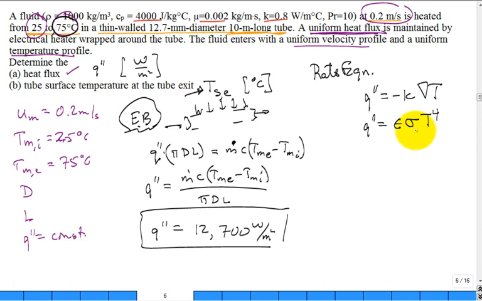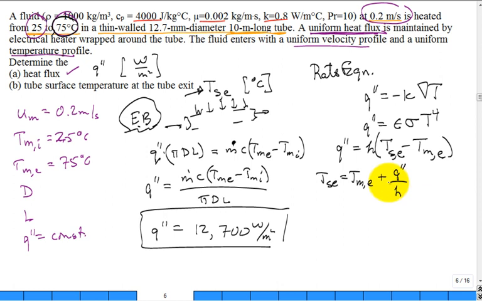All right, so I'll pick it up here. The rate equation we want to use is q double prime equals h times delta T, where we have a hot surface temperature minus a cold fluid temperature. We're interested in the surface at the exit, and we need then the fluid at the exit. Does this rate equation apply at the exit? Sure it does. So we can calculate the surface temperature at the exit: T surface exit equals T mean fluid at the exit plus q double prime divided by h. I look at that equation, and I know everything but h.